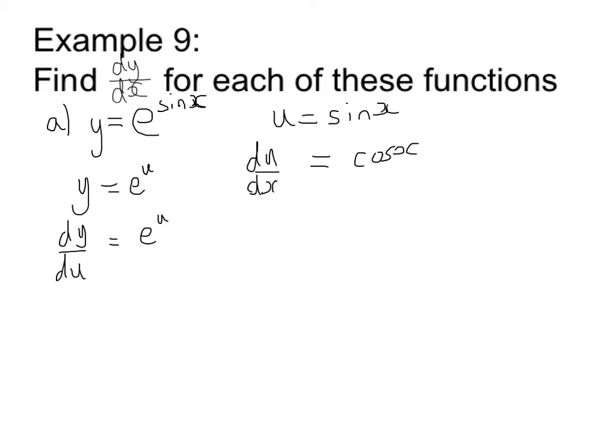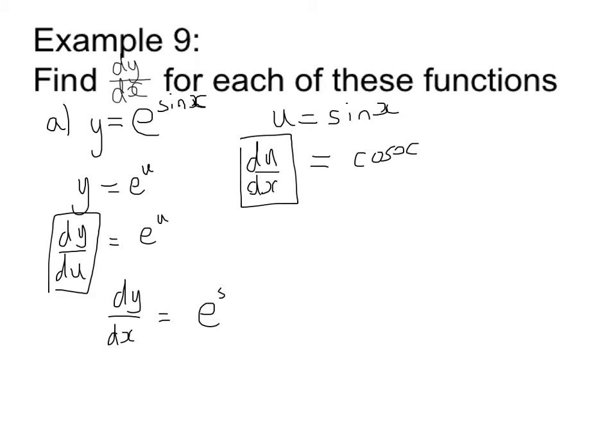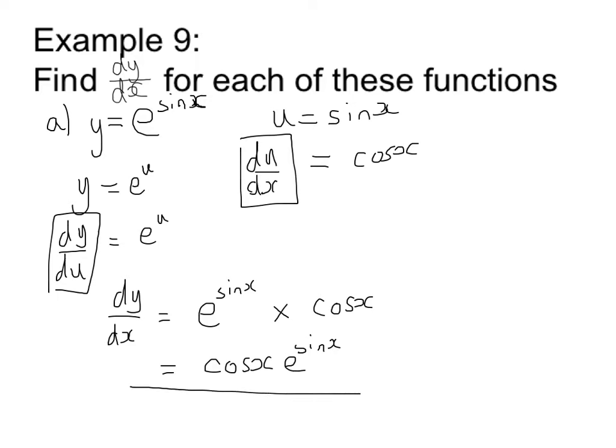Now from the chain rule, we know that dy by dx is dy by du multiplied by du by dx. dy by du is e to the u, so that's e to the sine x. And we're going to multiply that by cos x. And we note that as cos x e to the sine x. And that's it, that's dy by dx.